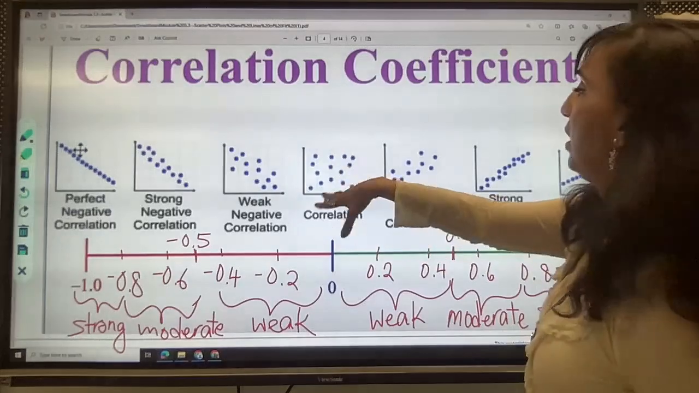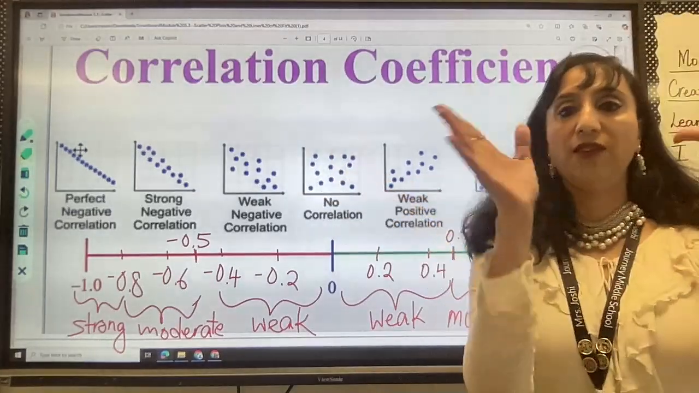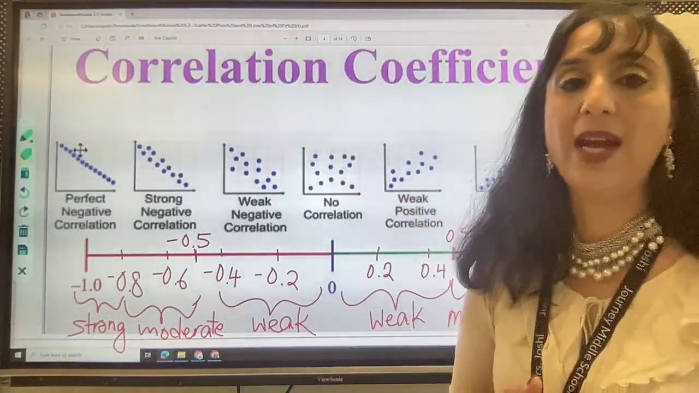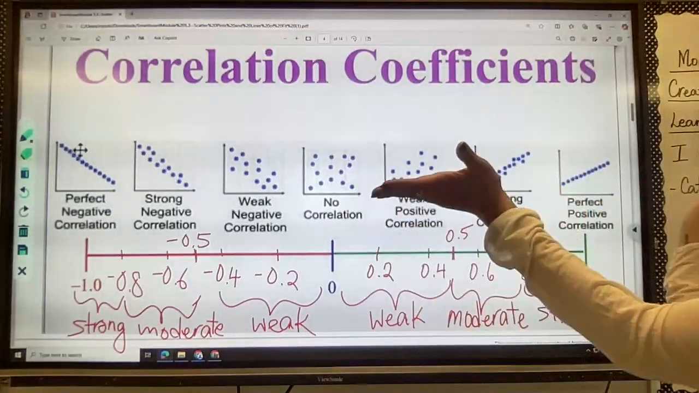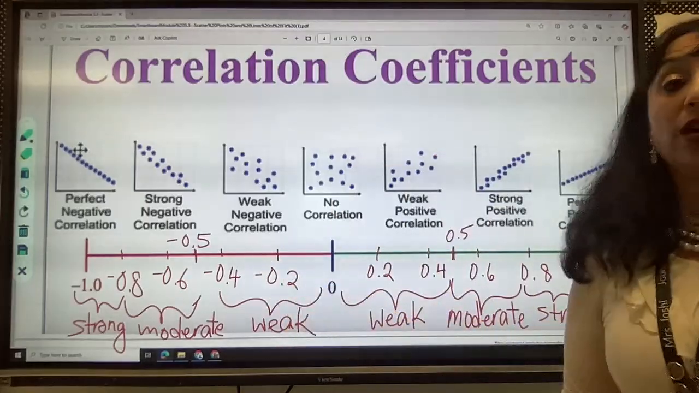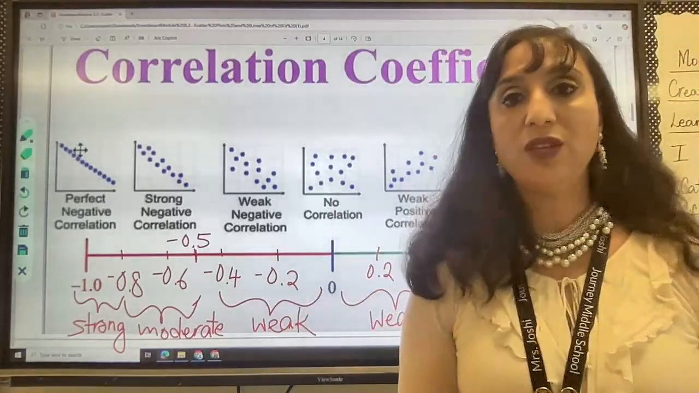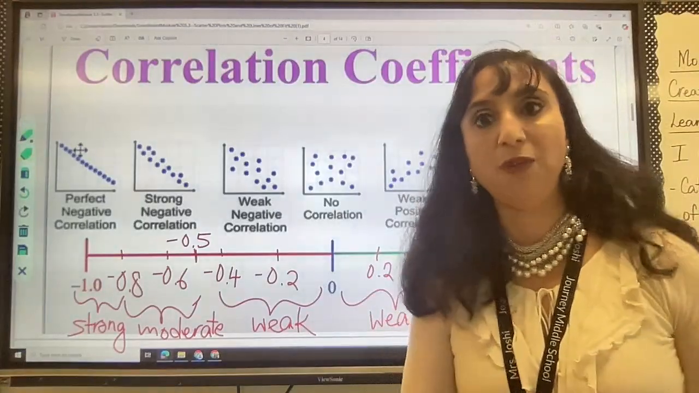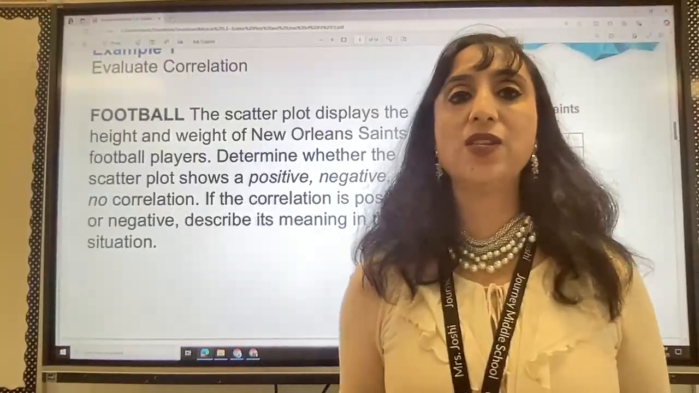As you can see over here, there is absolutely no correlation. Everything is all over the place, right? And then it starts going towards those perfect lines to the left or to the right, showing a strong correlation. So this is one thing I wanted to show you before we moved on. So let's look at this question.